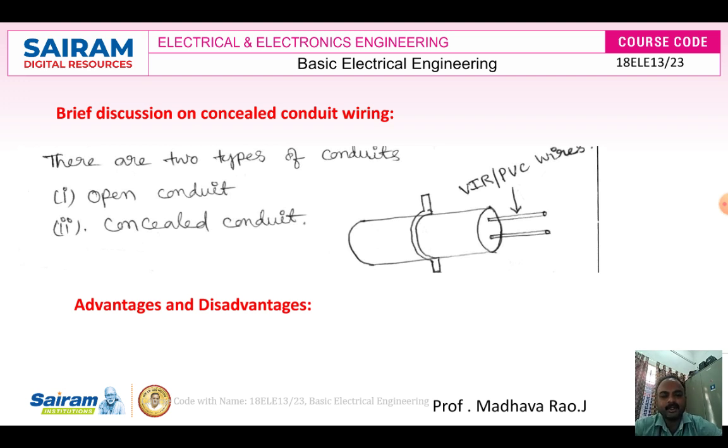In earlier days, in olden days, we used the open conduit system. Open conduit system means the pipes are placed on the wall. That type of system is known as open conduit system. That is the first type. And the second type is concealed conduit system.